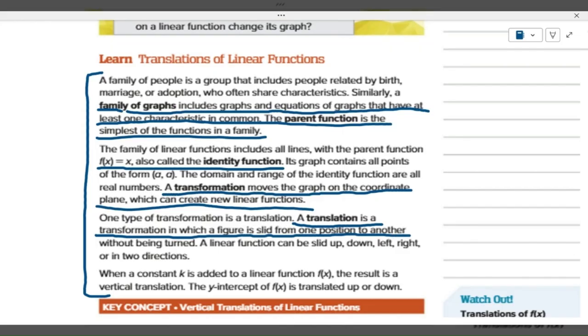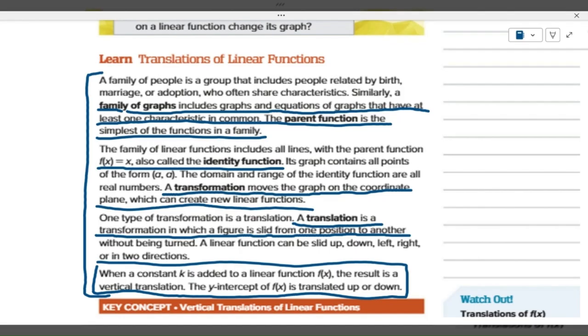And the very last thing, I want you to put a box around this little paragraph here. When a constant k, so a constant's a number, is added to a linear function, the result is a vertical translation. So that means we're moving up or down. The y-intercept of f of x is translated up or down.